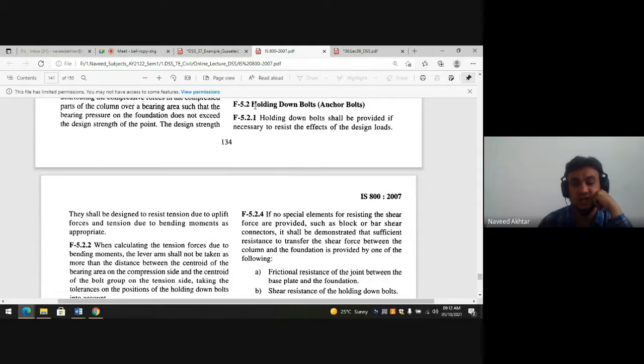And for the holding down bolt, if you see F5.2, holding down bolts shall be provided if necessary to reduce the effect of the design loads. They shall be designed to resist tension due to uplift forces and tension due to bending moment as appropriate. So these are to be considered if there is tension or uplift forces on the column. The bolt is designed to resist the shear, that is UDL, and to resist the tension.